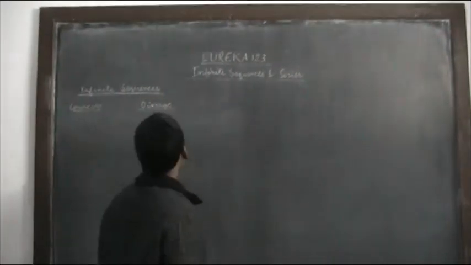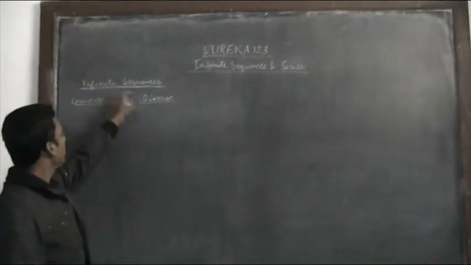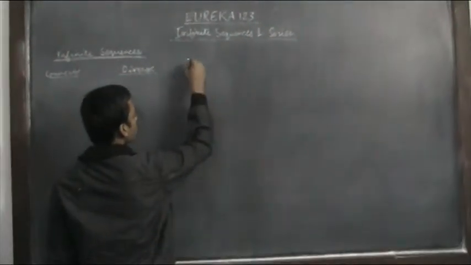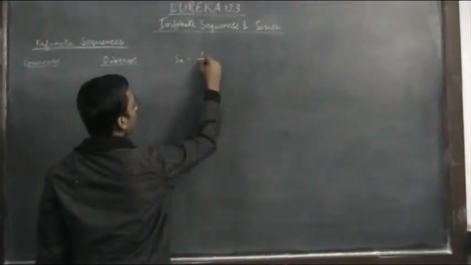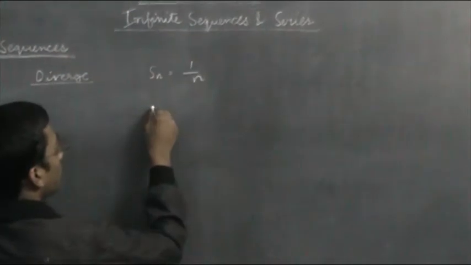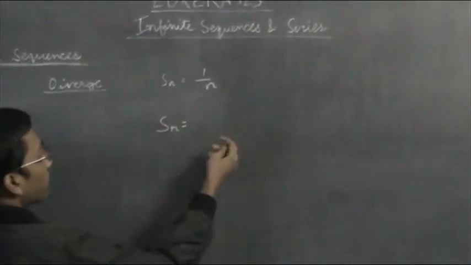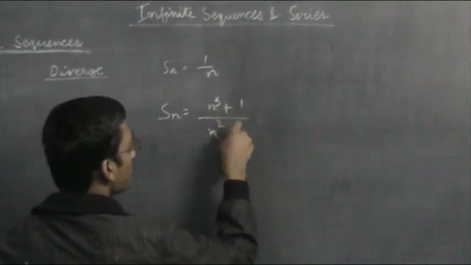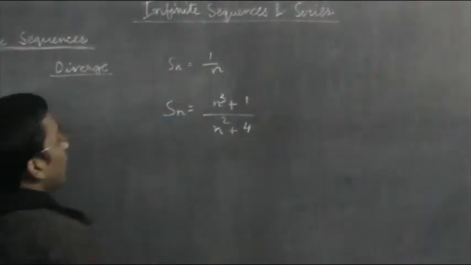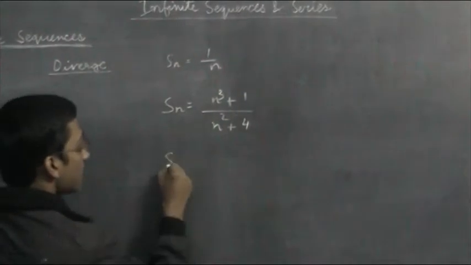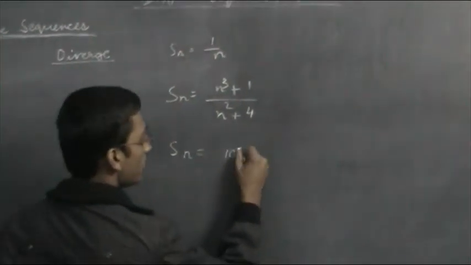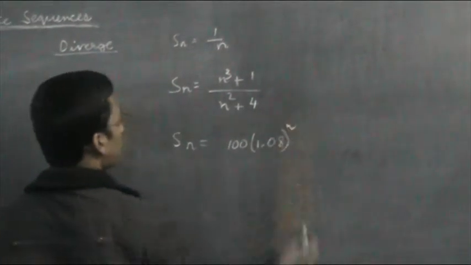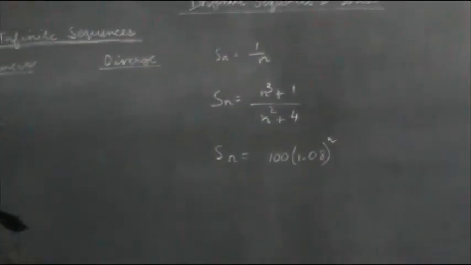Infinite sequences and series. Now, infinite sequence. Let us write some sequences first. Sn equals 1 by n, or Sn equals (n cube plus 1) by (n square plus 4), or we can have sequences like Sn equals 100 into 1.08 to the power n. So we can have sequences like this.